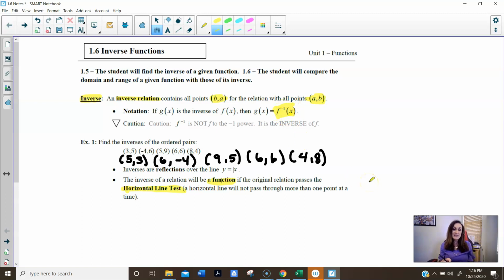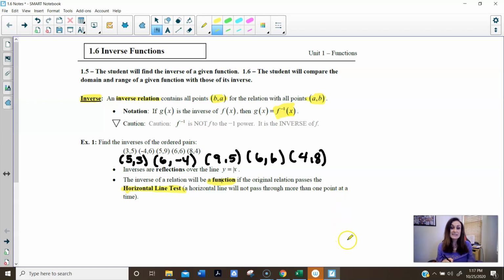Example 1, find the inverse of the ordered pairs. So here are your ordered pairs. The inverse is you're just going to take the a and b and switch it to b and a. So you can see I did that. The original happens to be a function because for every input, there's exactly one output, which means that the inverse is also a function.